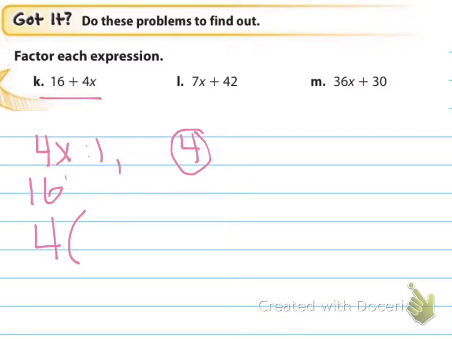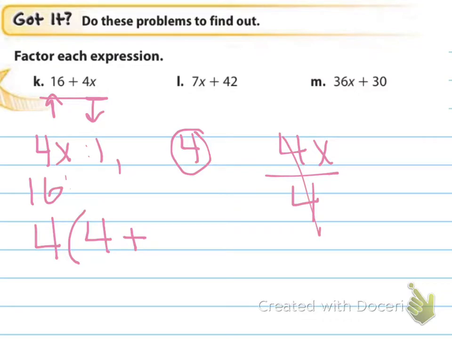Now I'm just going to go through each of my things. 16 divided by 4 is 4, plus 4x divided by 4. Remember that looks like this. 4x divided by 4, the 4 just cross simplifies, and I'm left with x. So my final answer is 4 times, in parentheses, 4 plus x. You don't need to put 1x, just x. Now you're going to do L and M on your own, and then when you come back, I'll show you the answers. Pause the video now.